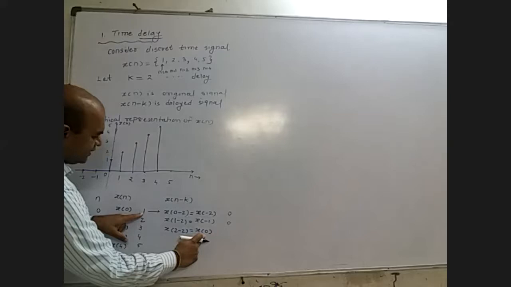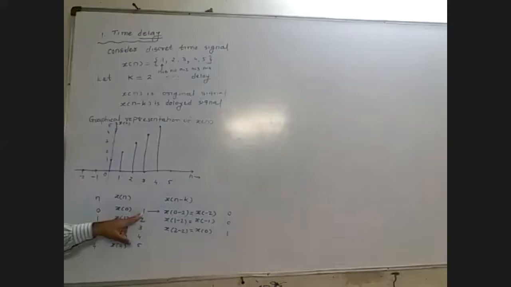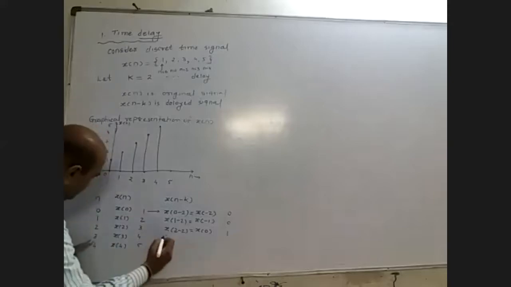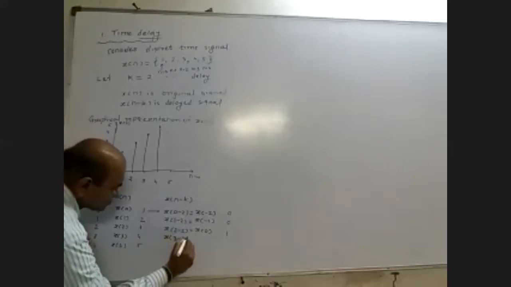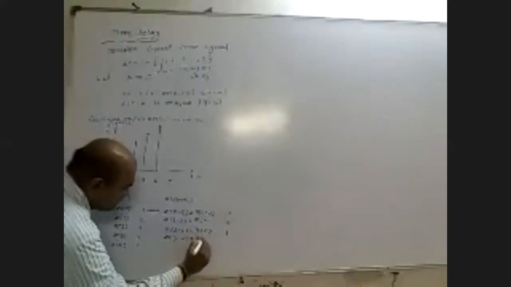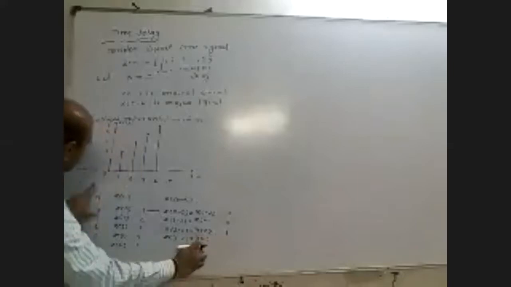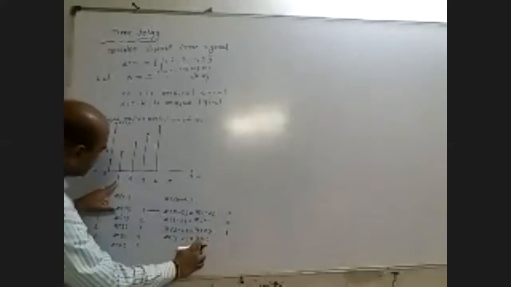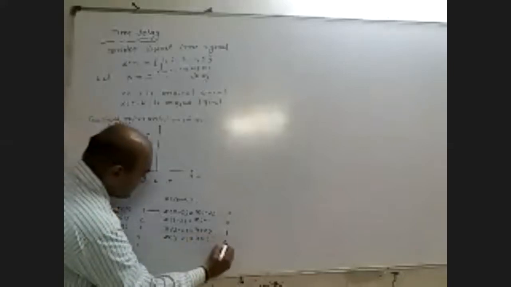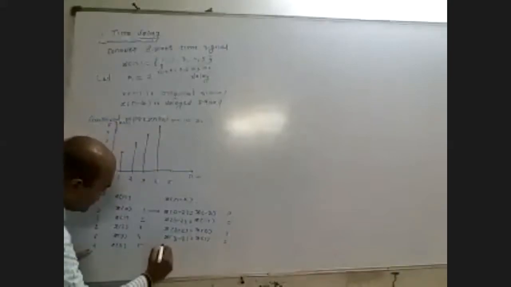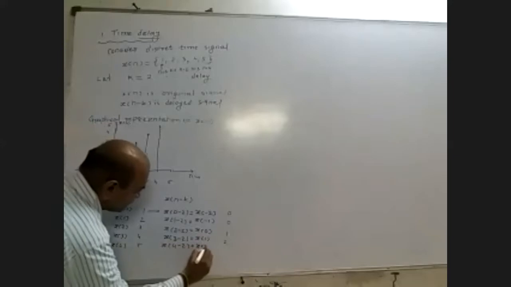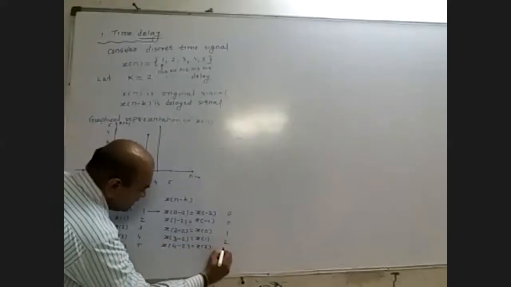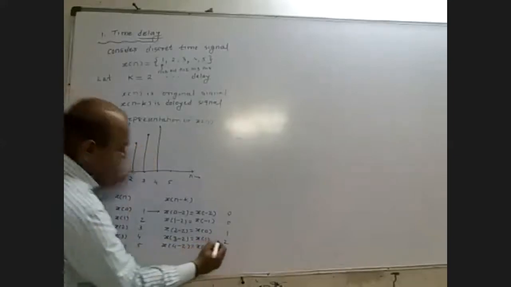Getting this point? Go through it one by one. Similarly, when n is equal to 3, 3 minus 2 is x of 1. What is x of 1? X of 1 is 2. Similarly, when n is equal to 4, 4 minus 2 is x of 2. What is x of 2? X of 2 is equal to 3.